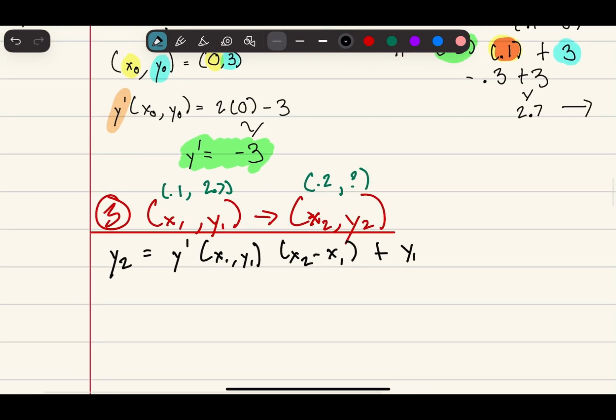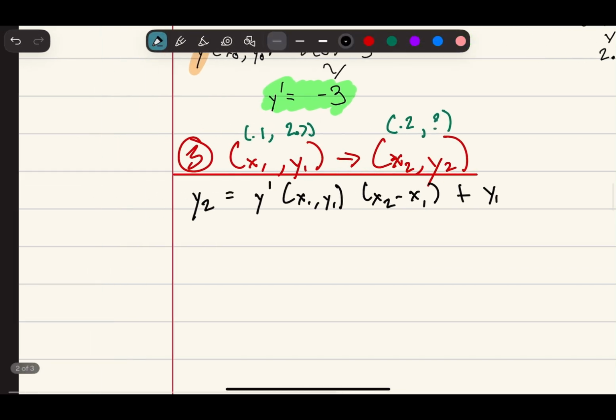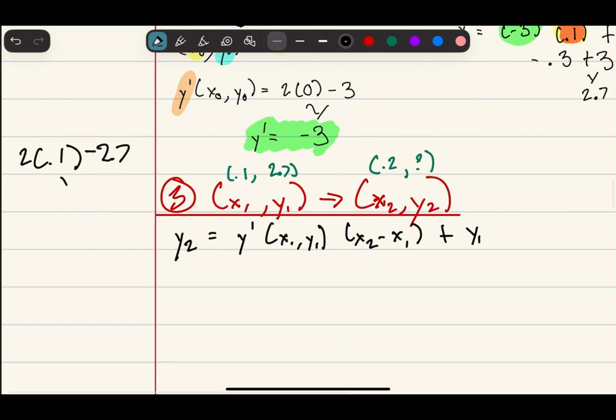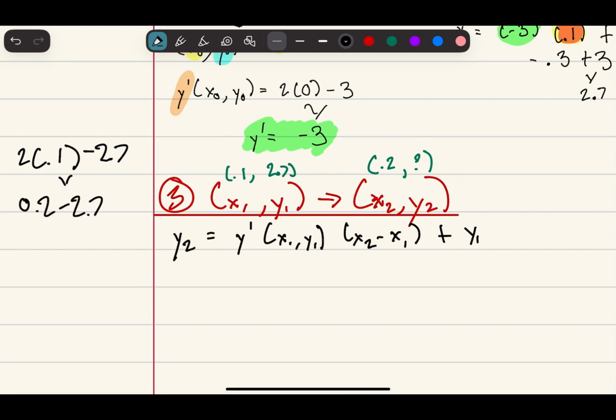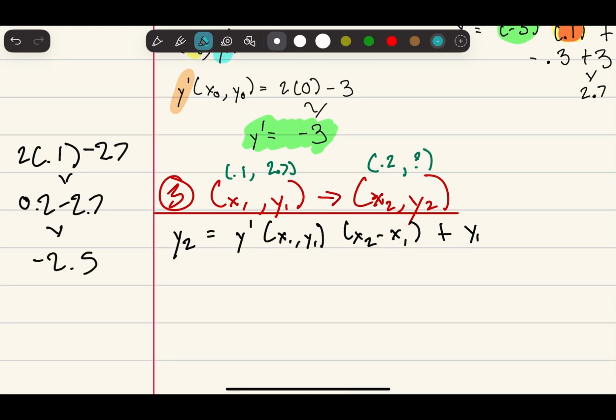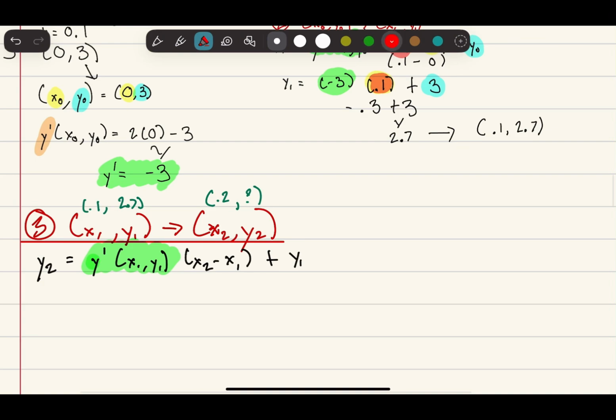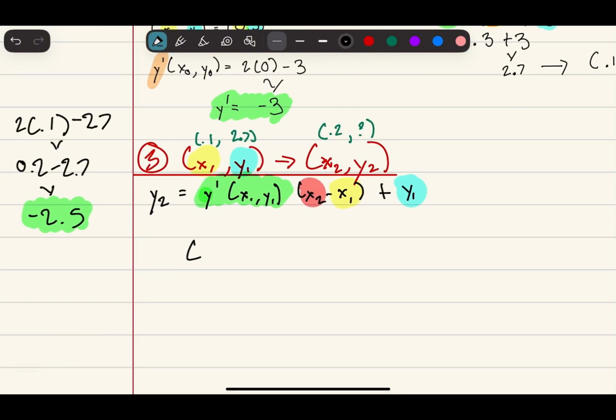And then we're going to be plugging this into the formula again, and we're going to get, let's see, 2 times 0.1 minus 2.7. This goes to 0.2 minus 2.7, and we end up with negative 2.5. Okay, boom. I'm going to highlight again, just so we can keep our work nice and organized. Red and yellow and blue. Okay, boom. And then sometimes it also helps for me to highlight what is what, so I know where everything goes.